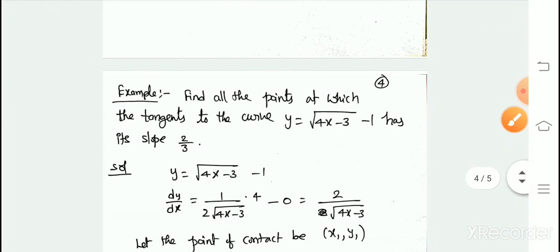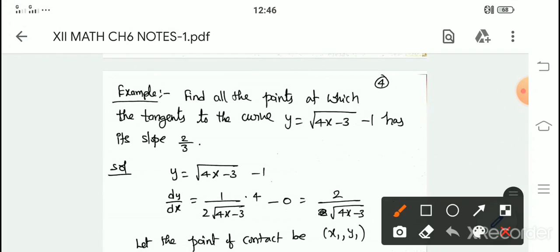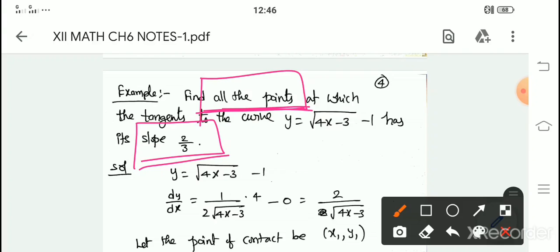Next. This is a different kind of question. This time they have not given a point. They are asking you to find the point at which the slope is given. Slope is given, and they are asking you to find the point. Earlier in example 2, I gave you the point and asked you to find the slope. But here the slope is given, and I am asking you to find the point.